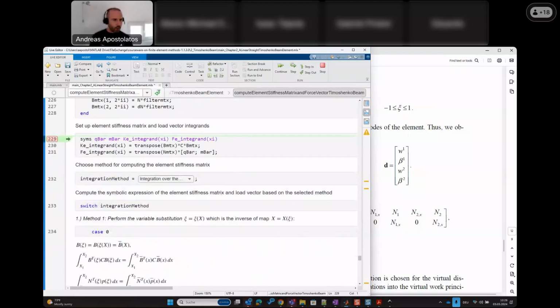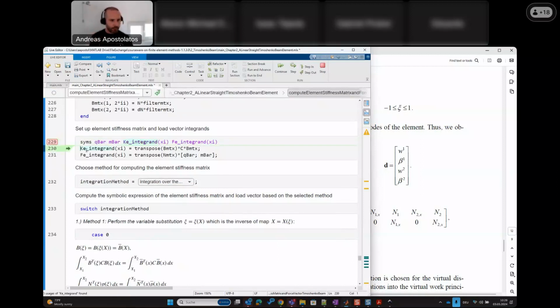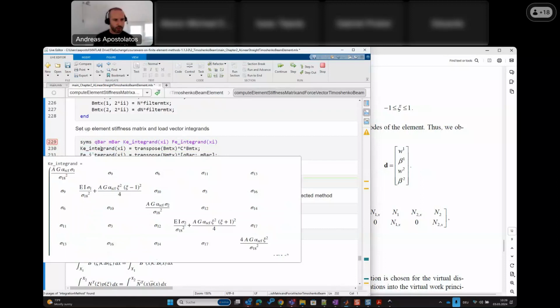So now you will see in this place of the script that you have an integrand for the stiffness matrix and for the load vector. And if you bring the cursor, please do that. If you have the courseware open, please try to reproduce the workflow. And if you bring the cursor over these variables, you will see that that's actually the global stiffness matrix.